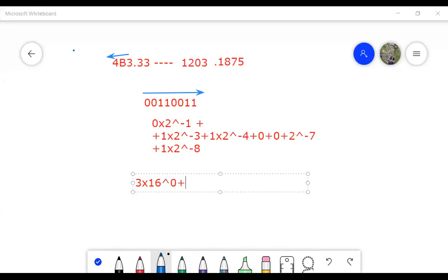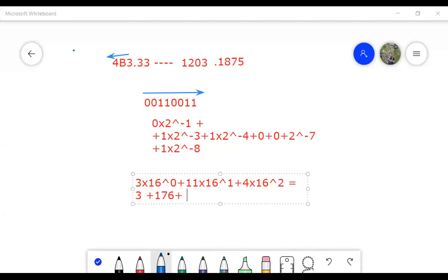What is the next one? B. What is B equal to? B is 11. 11 into 16 to the power of 1, plus what is the next one? The next one will be 4. 4 into 16 to the power of 2 will also give you the same solution. 3 into 16 to the power of 0 is 3, plus 11 into 16 is 176, plus 4 into 16 to the power of 2 will be equal to 1024.